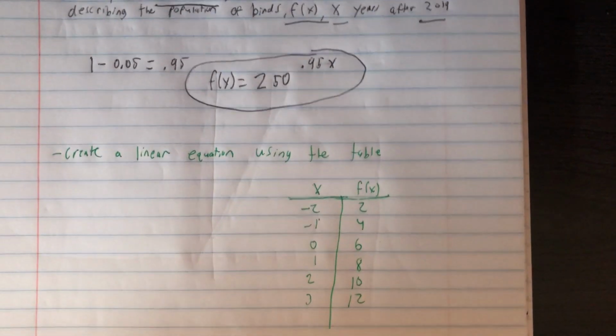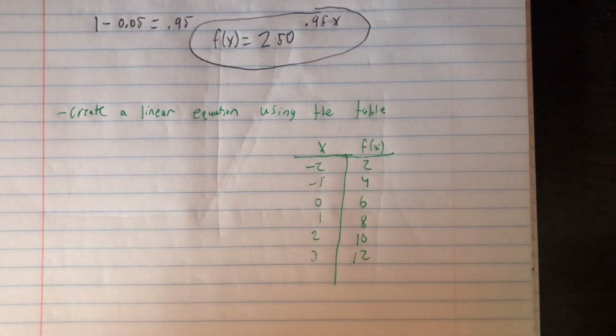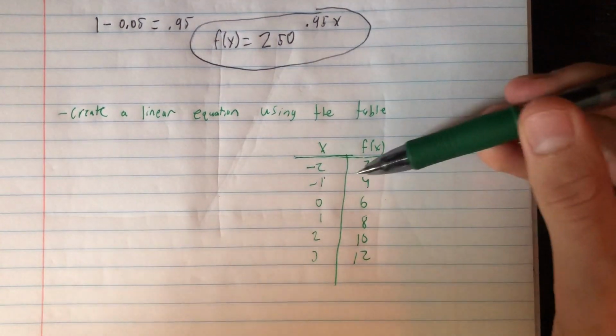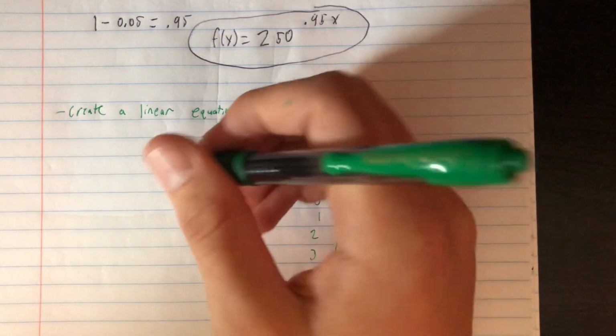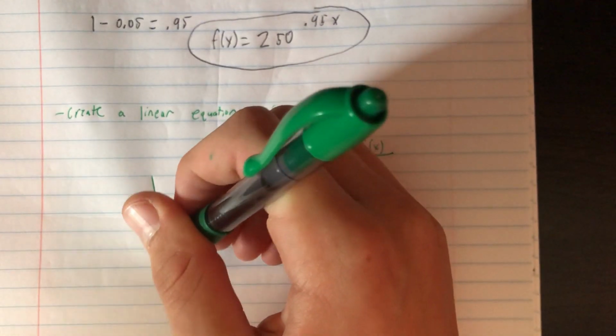For the next part, it's asking us to create a linear equation using the table. Since I'm a visual learner, I like to graph this stuff out. So I'm going to just draw a quick little graph here.